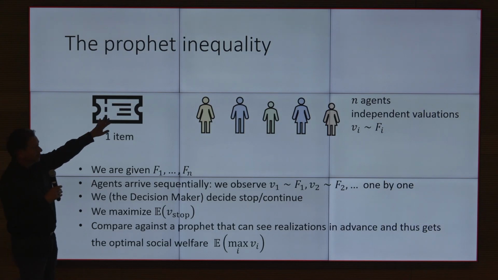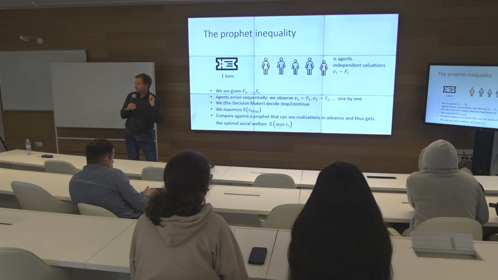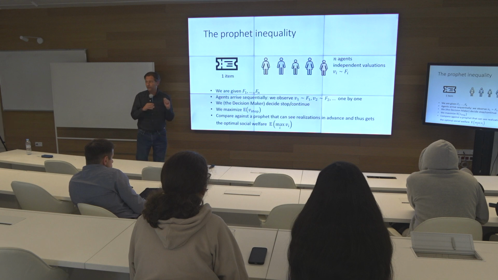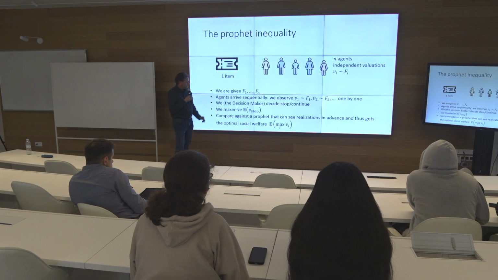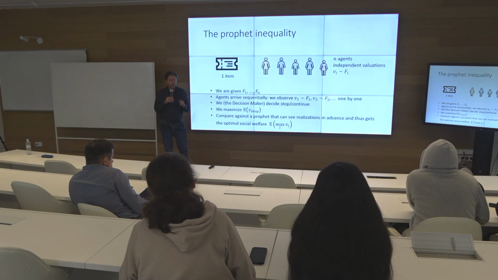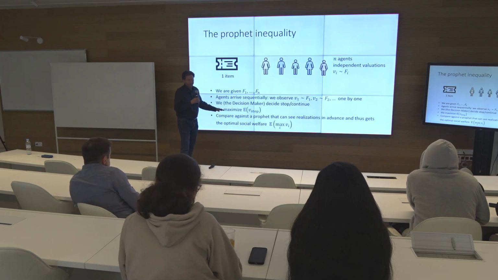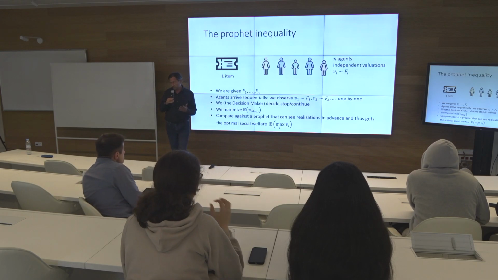Let's say this is the ticket for tomorrow's semifinal. So we have to decide whether we allocate the item to this first person that came, or just let her go and wait for the next agent to come. The goal is to maximize the expected valuation of the person getting the item, which is essentially the social welfare of the allocation. This is really the goal.